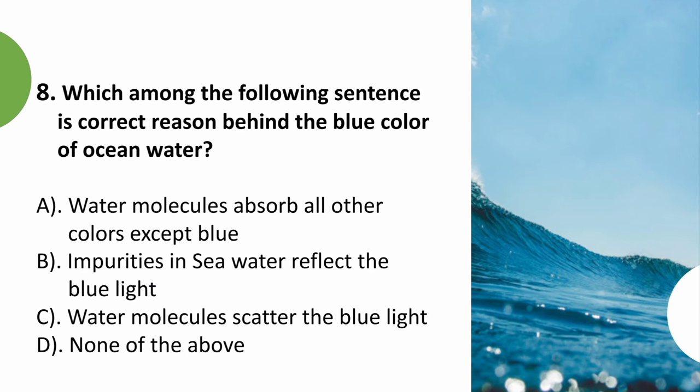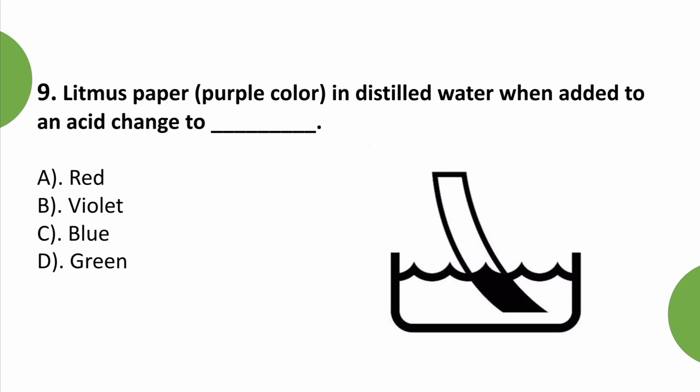Question 8. Which among the following sentence is correct reason behind the blue color of ocean water? Option A. Water molecules absorb all other colors except blue. Question 9. Litmus paper purple color in distilled water when added to an acid change to dash. Option A. Red.